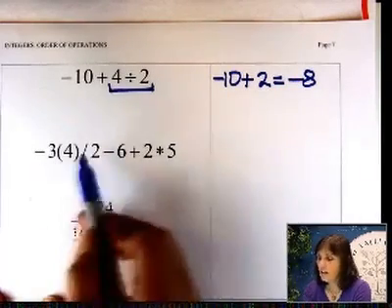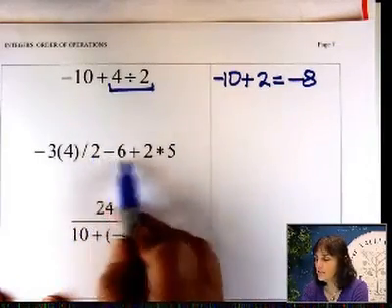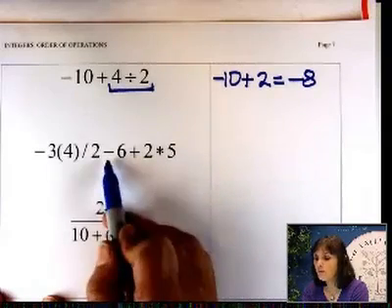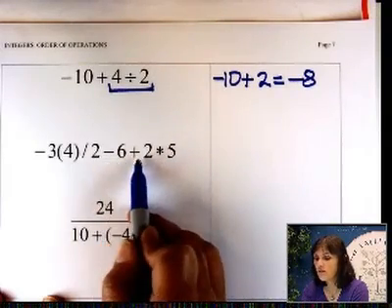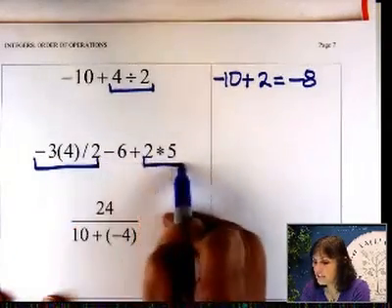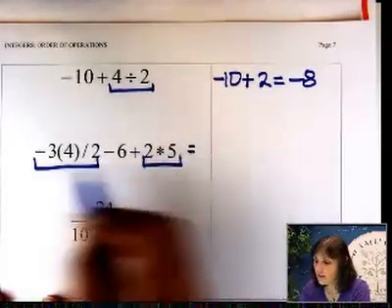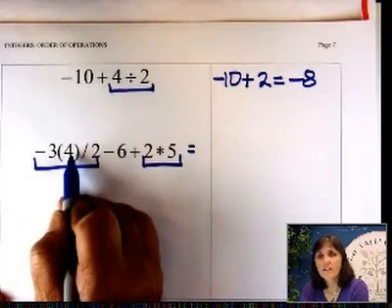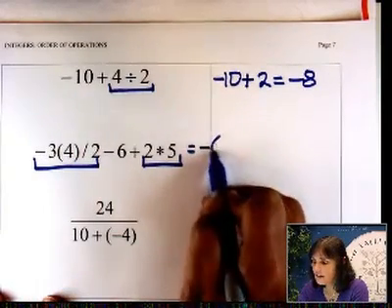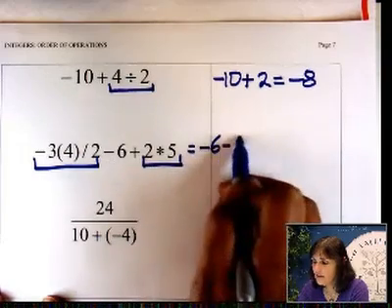Let's do this one. I have multiplication, division, subtraction, and addition. So I know that multiplication and division go first before the subtraction and addition. But I have 3 of these guys and 2 of these guys, so I'm going to do these guys first. Negative 3 times 4 is negative 12 divided by 2. That is negative 6. And the rest, you have it.